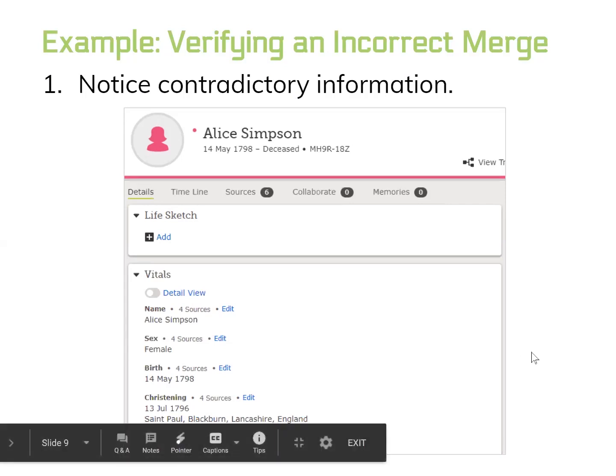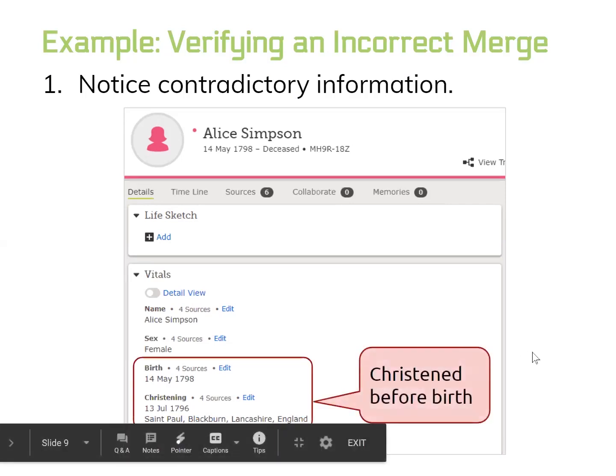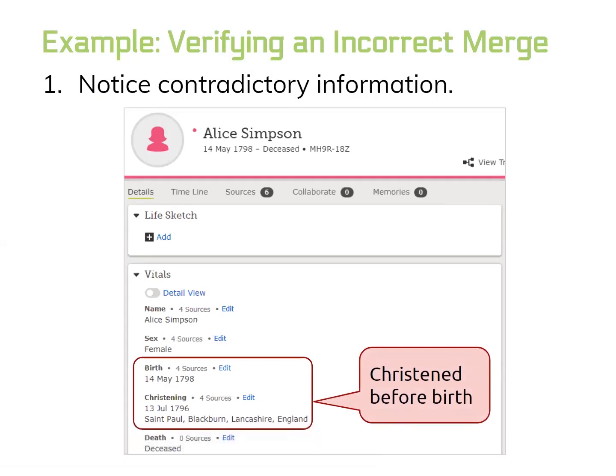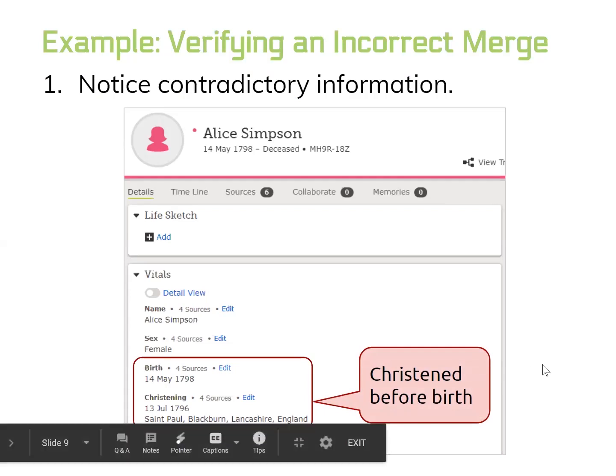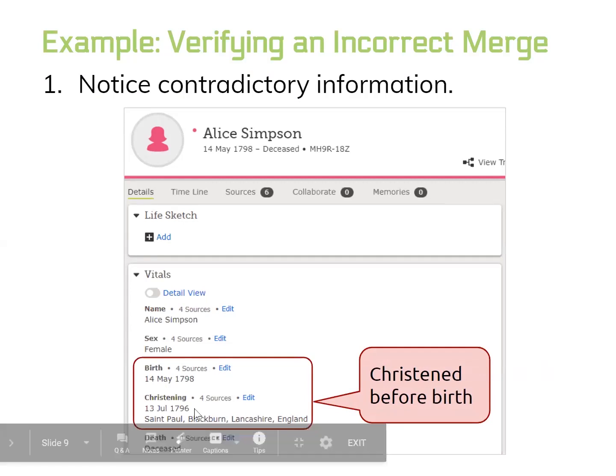But in this particular case, as you probably noticed, the birth is after the christening, and that can't happen. The child has to be alive to be christened. So we've definitely got a problem here. Probably a child born in 1798 has been incorrectly merged with a child who was born around 1796.